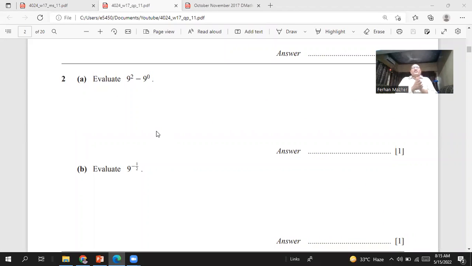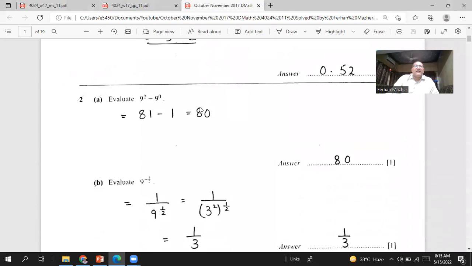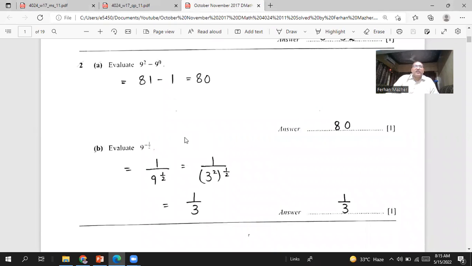Question number 2 says 9 square minus 9 raised to power 0. 9 square means 81, 9 multiplied by 9, that's 81. And 9 raised to power 0, anything raised to power 0 is 1. So you will have 81 minus 1, and that will be 80. That solution is showing up on your screen.